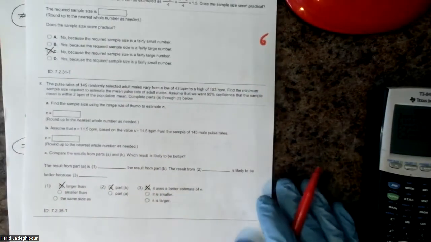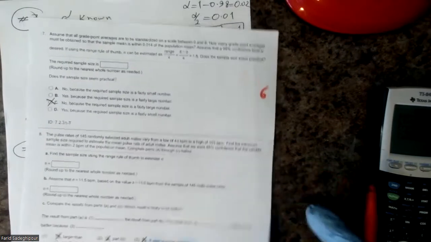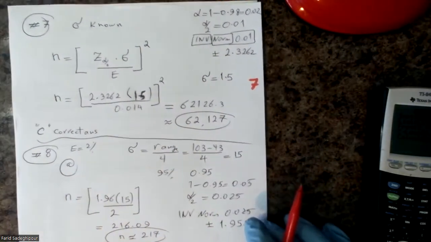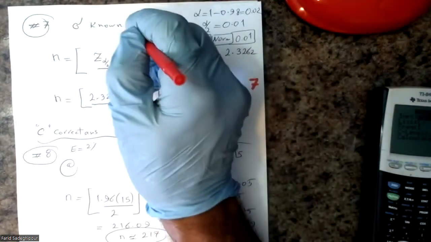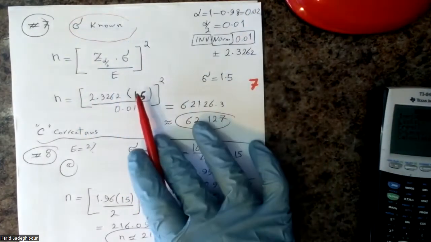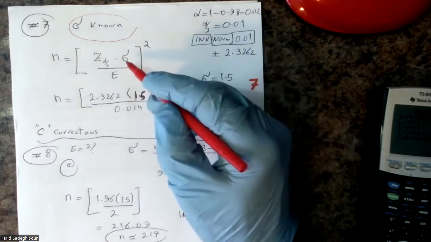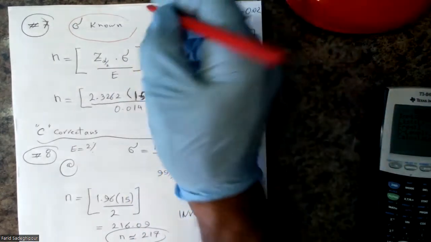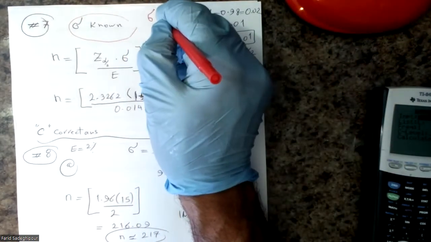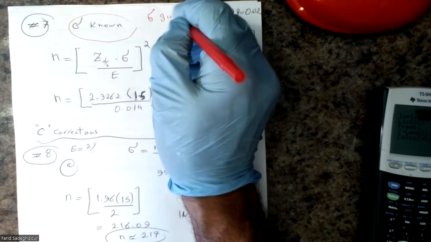This one was just number 7, asking you to find the interval, and the standard deviation is known, so we are using the z. Why are we using z? Because sigma is given in the problem. Sigma is given in the problem. That's why we are using that formula.